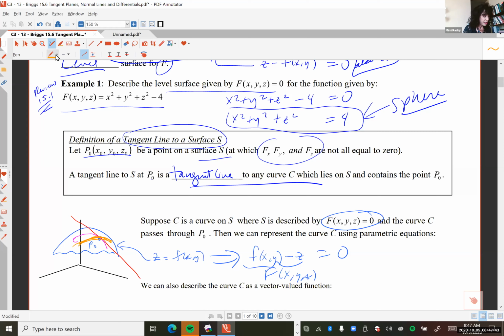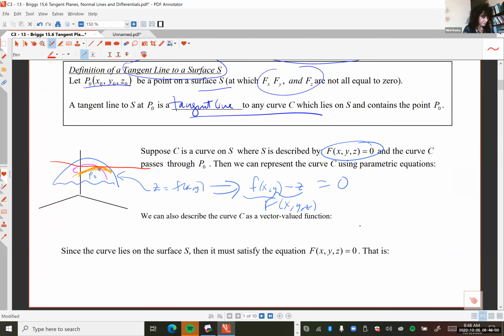And then the new tangent line would still be tangent to the point and tangent to the surface. So that would be the tangent line for that new curve. Okay, fine. So keep going.